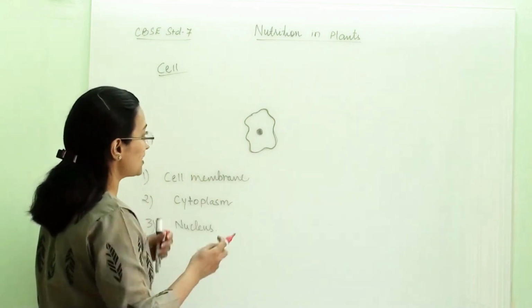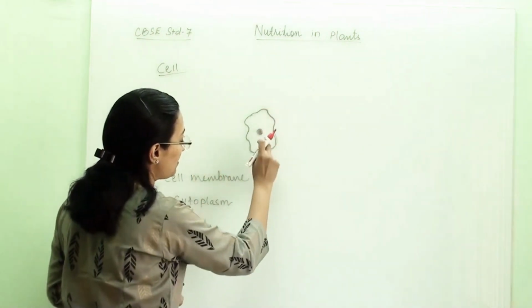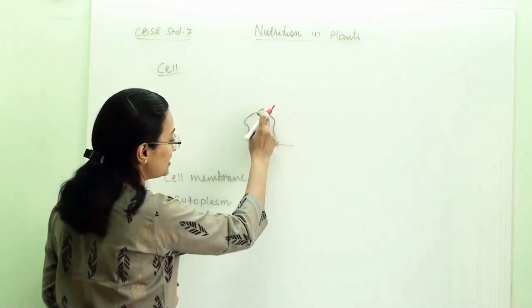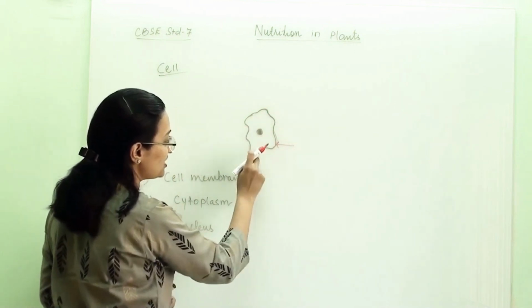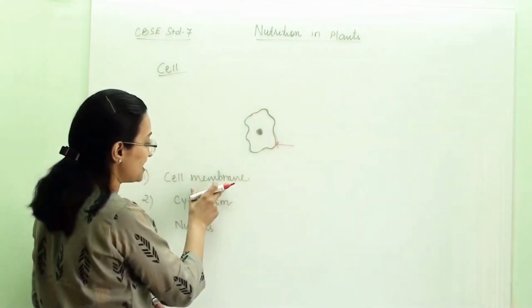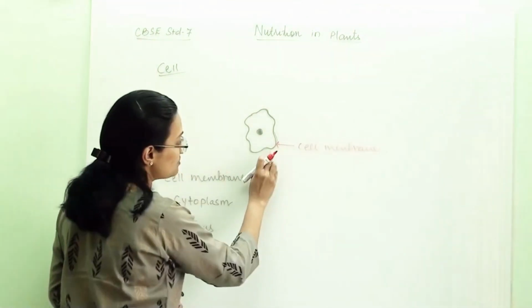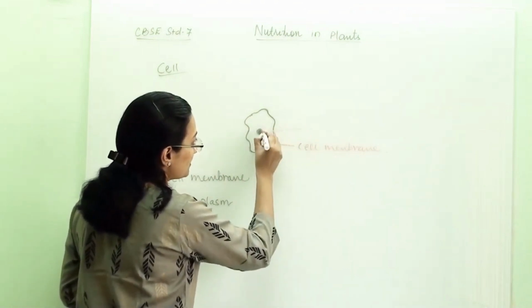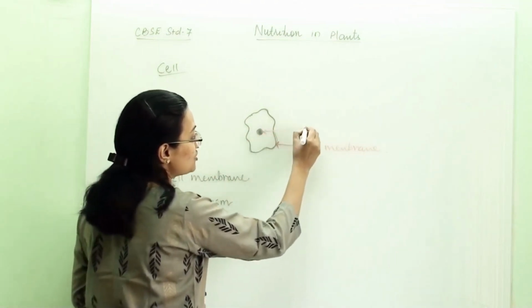So here, as you can see, there will be three parts of a cell. The boundary: a very tiny and thin boundary will be there for each and every cell, which is termed as cell membrane. This boundary is known as cell membrane. Now the center is termed as nucleus.